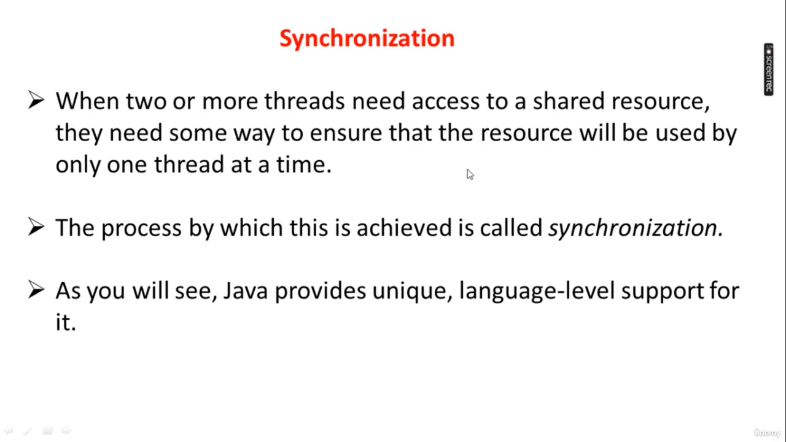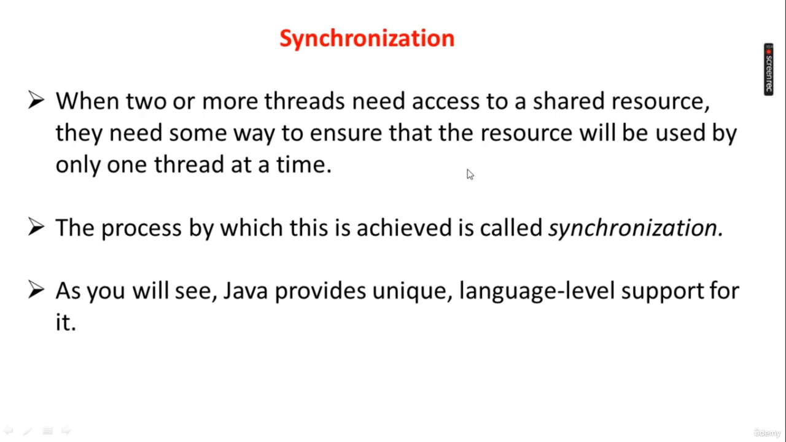Okay, so what is synchronization? When two or more threads need access to a shared resource, multiple threads are running and they need access to one shared resource. They need some way to ensure that there is a mutual understanding about that resource. Only one thread at a time will get the access. When one thread is writing to, for example, a file, the other thread should not halt it immediately in between to read it. When one thread has completed writing, the other thread may read it. When one thread has completed reading, the other thread may write it.